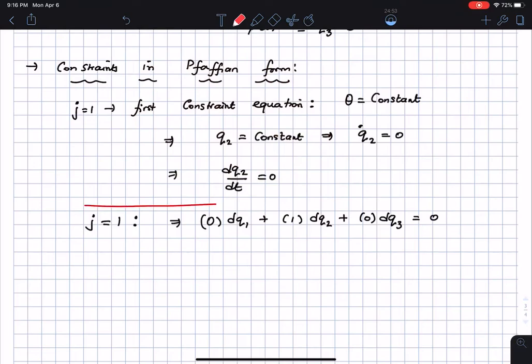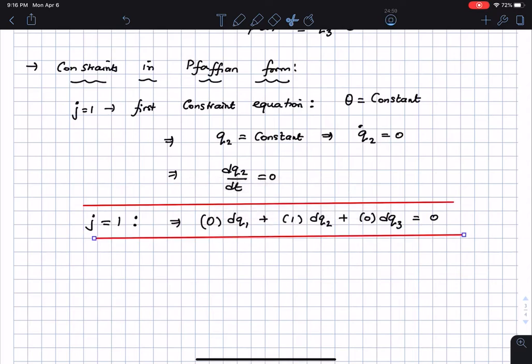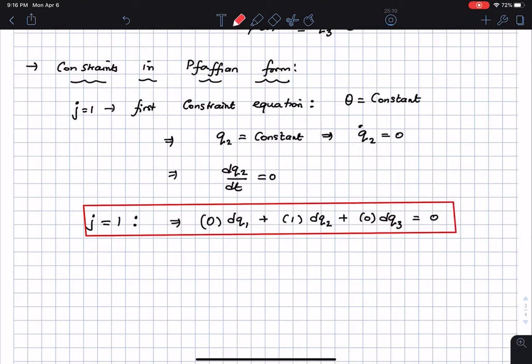Let me put a box around it. Let me duplicate that and bring it down here, and complete the box. So this is the j is equal to 1 Pfaffian form. I just want to see if I can scoot that a little here, expand this a little more, likewise here, and then join these two. This is the Pfaffian form of the first constraint.